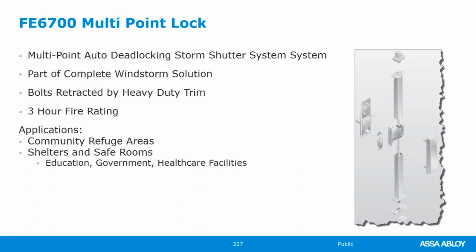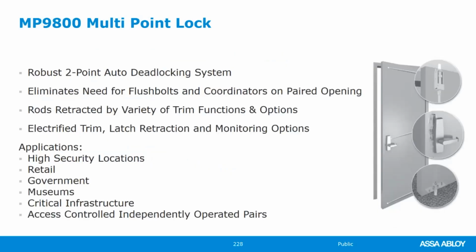But say you need a multi-point locking solution, and it doesn't need to be used in a windstorm type situation, we have that as well. We have our MP9800, which utilizes, again, a heavy-duty trim on both sides. Has top and bottom latching. The nice thing about this is you could use this on a paired opening that didn't require an exit device. Those doors could work independently of each other without the use of a coordinator or flush bolts or anything like that on the paired opening.